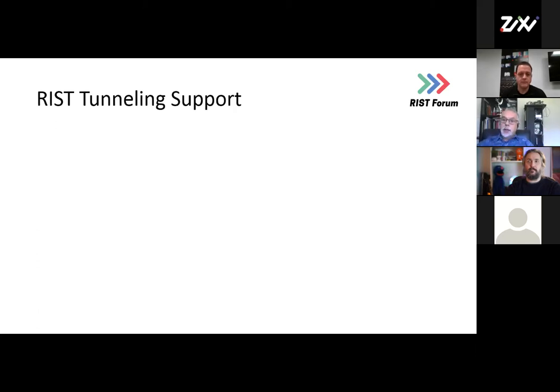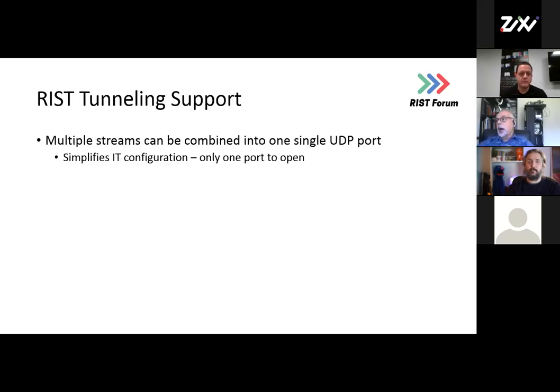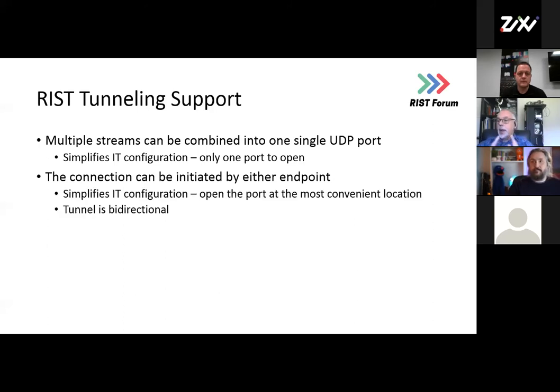All right, tunneling support. So what's this business of tunneling you keep talking about? It's combining multiple streams into a single port. So it's simple for IT. If you had 10 streams, IT would have to open 10 ports. No, only one. They'll love you for that because it's less work for them. Only one port to open. And the connection can be started at either point. You have a sender, you have multiple receivers, but you open it from the side that's most convenient for you. And the tunnel is bidirectional.